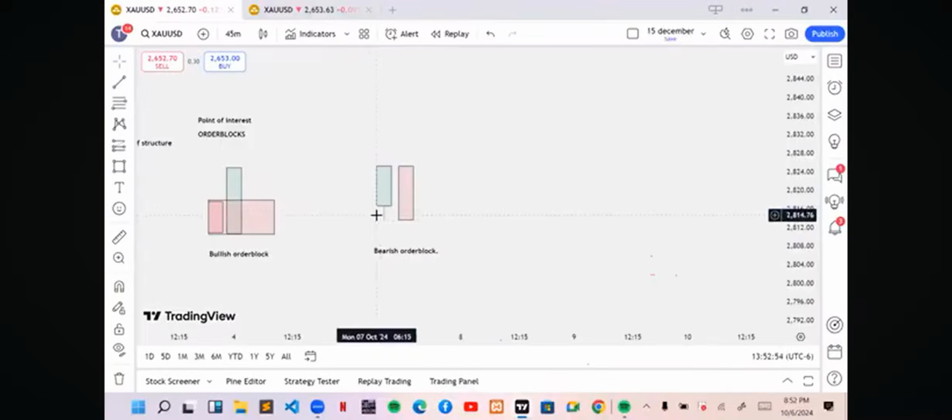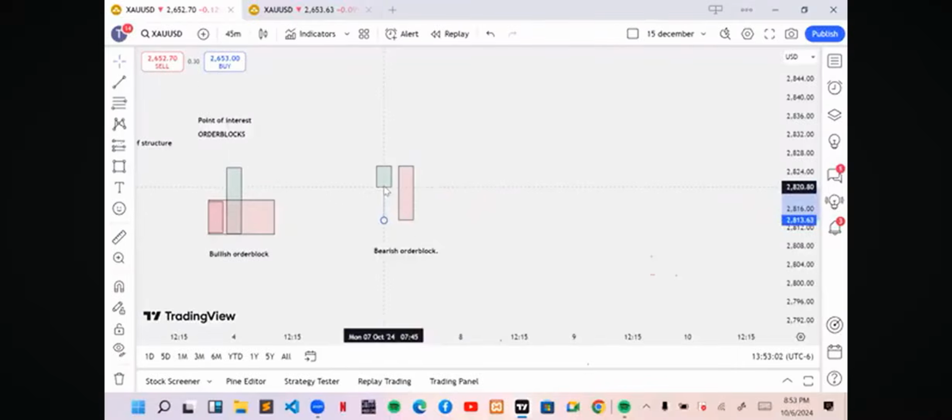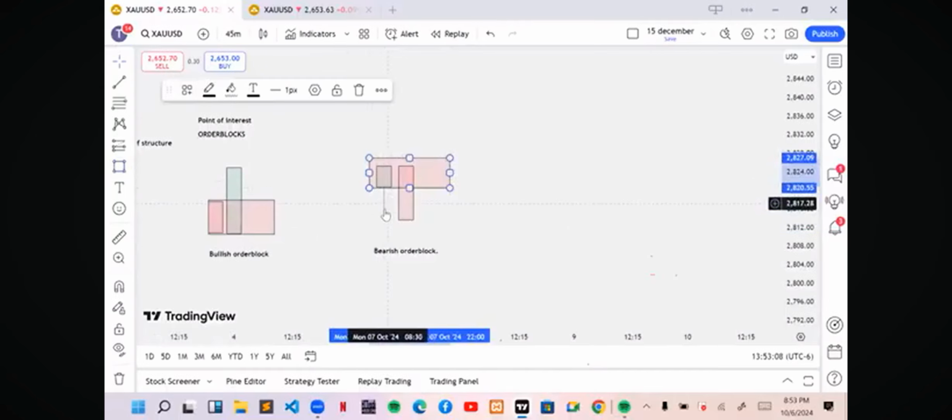But in a situation where the body is smaller and the wick is longer, pick your entry from the body. Do you understand? So in this situation, if the wick is longer and the body is smaller, pick your entry from the body. But if the wick is smaller and the body is bigger, pick your entry from the wick. That's just it.